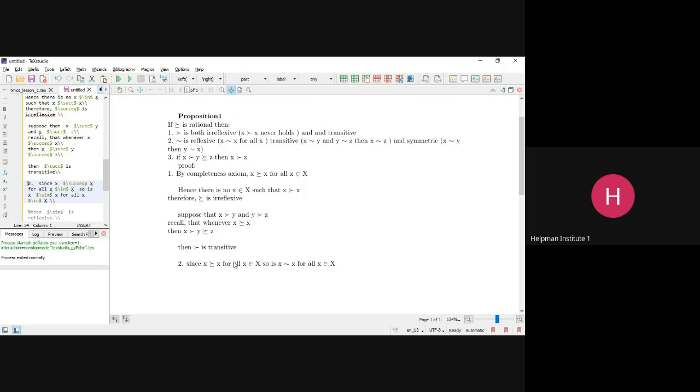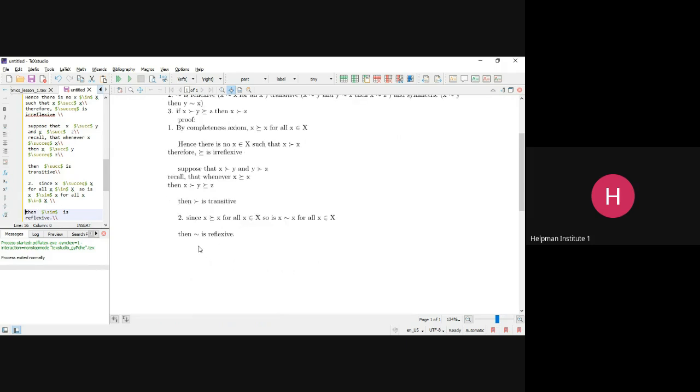So whenever this occurs, we can say that x is reflexive, because it's reflecting to itself. Like in the case of strict preference, x is not greater than itself, so it's irreflexive. But in this case, x is the same thing as itself, so it is reflexive.